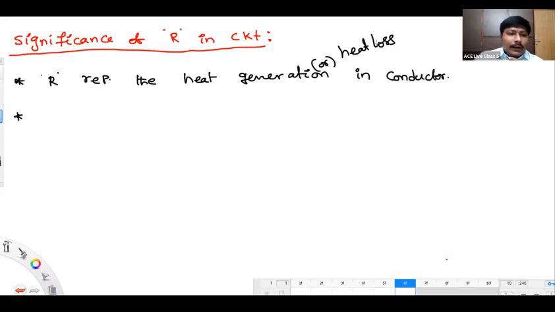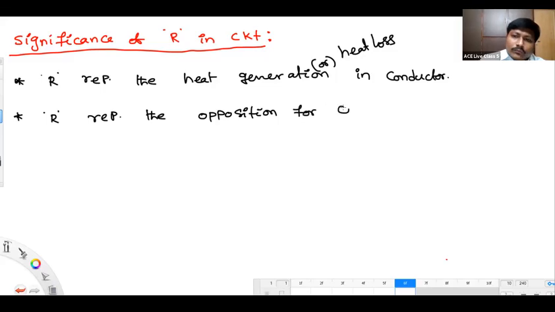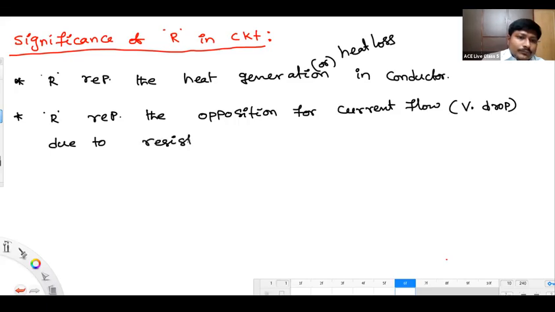Okay, so I'll write R represents the opposition for current flow, in bracket I can say voltage drop, due to resistivity property. So R represents the opposition for the current flow due to resistivity property.